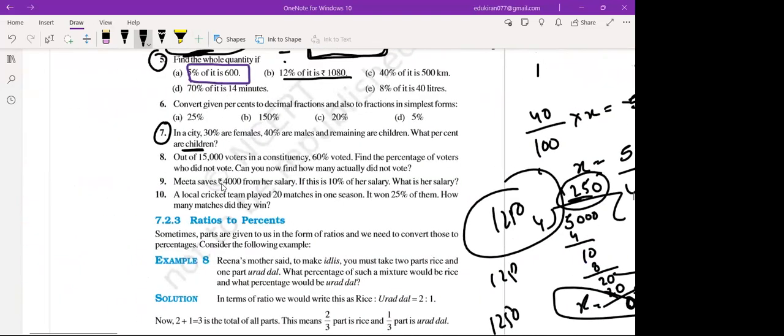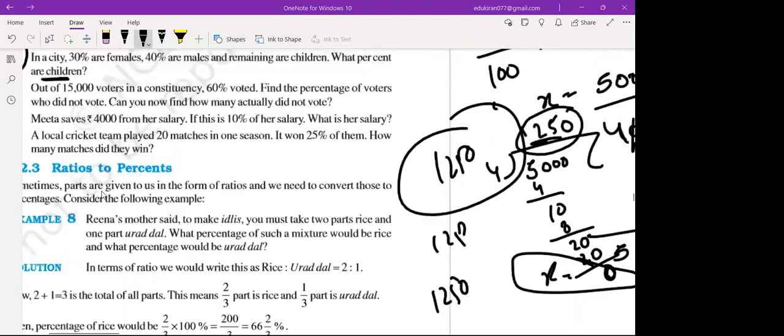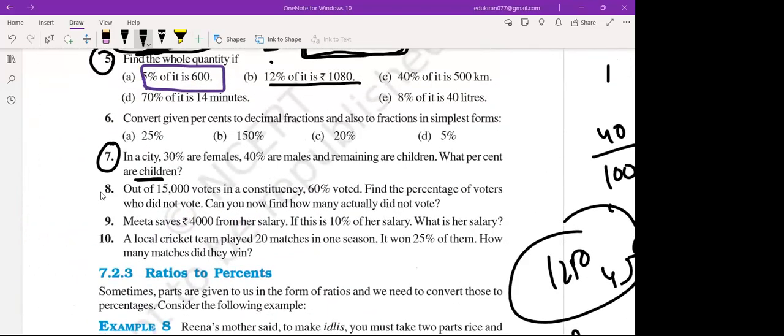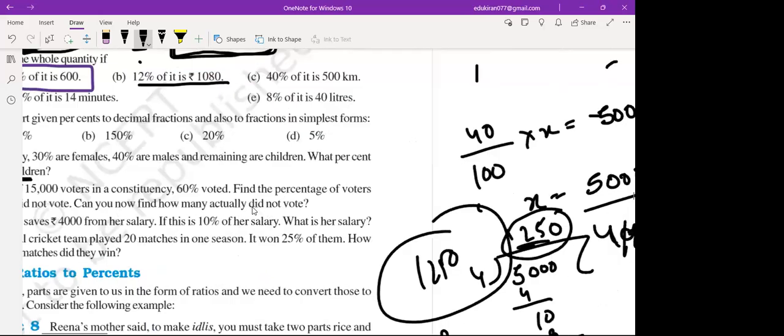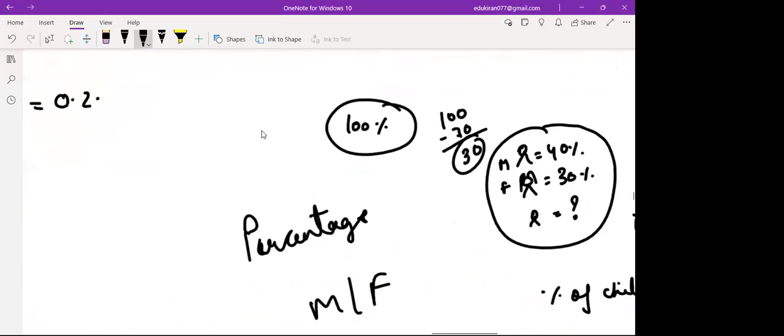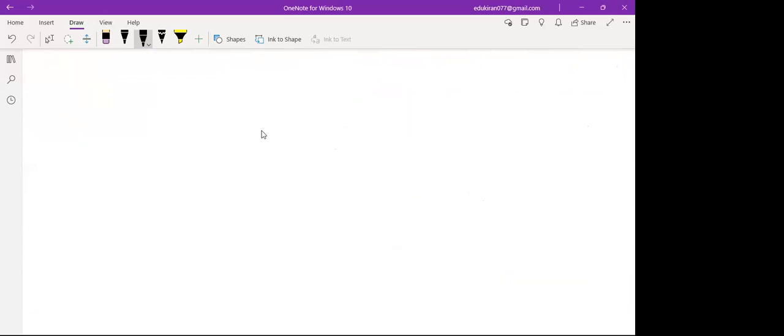Now coming to the next one, 8th question. Same question is there. Just use your brain and solve it. Fine? 8th question. This one. Out of 15,000 voters in a constituency, 60% voted. Find the percentage of voters who did not vote. Can you now find how many actually did not vote? I will give you one example. I will not solve this. I will tell you the way to solve it and you will solve it and tell me the answers.